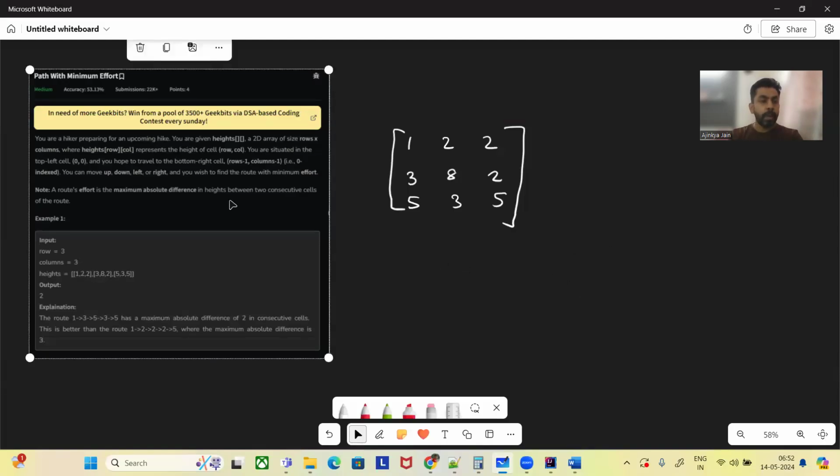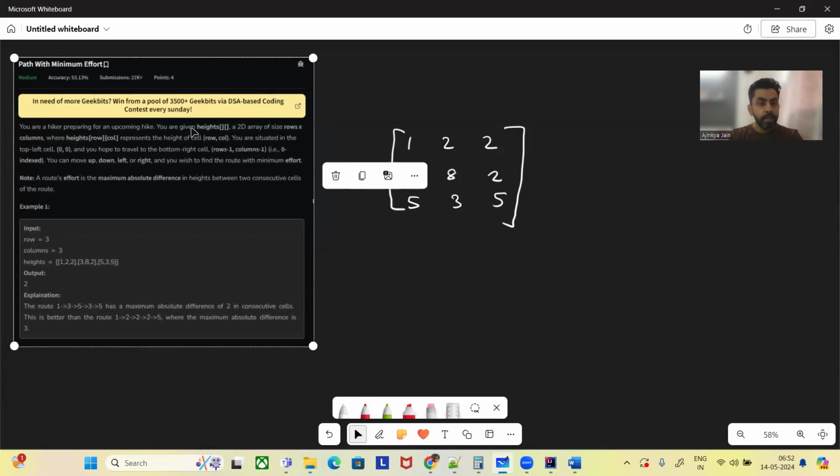So let's see today's problem, path with minimum effort. The problem is saying we'll be given heights, a 2D matrix basically, wherein each cell represents the height of the cell. You are situated in the top left cell and you hope to travel to the bottom right cell. It's zero-based indexing. You can move up, down, left, or right, and you wish to find the route with the minimum effort. A route's effort is the maximum absolute difference in heights between two consecutive cells of the route.